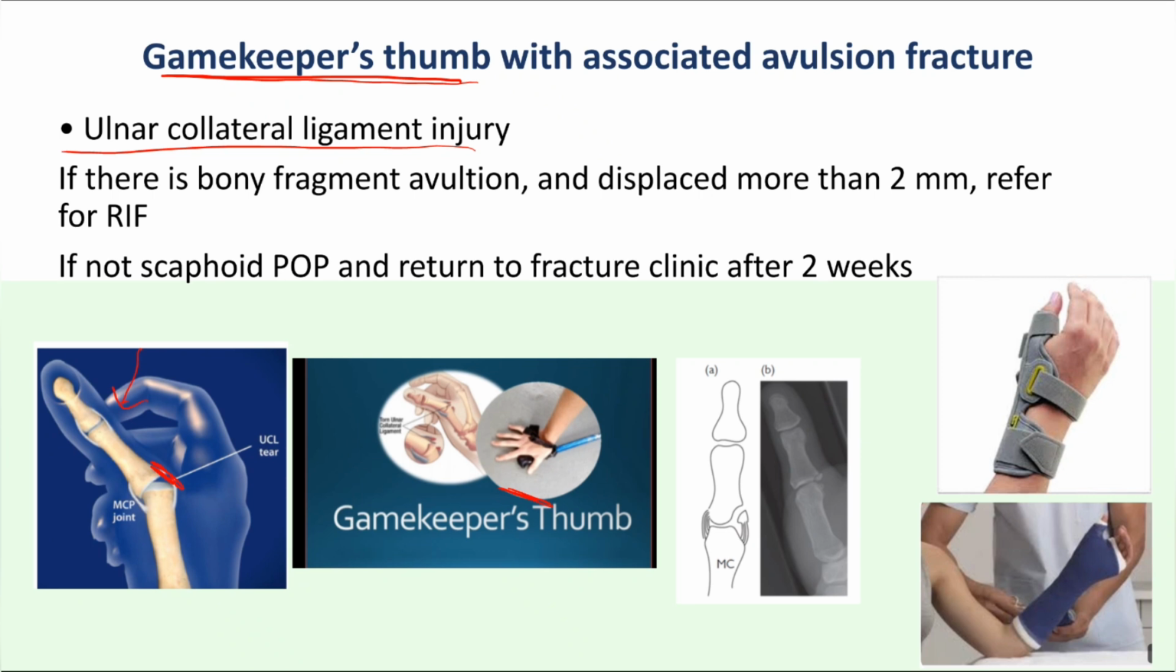For splinting that one, a thumb spica should be used. Call it a thumb spica splint. It immobilizes the thumb and provides support to the ulnar collateral ligament, allowing it to heal while still allowing some wrist movement. But if there is a bony fragment avulsion and the displacement is more than 2 millimeters, you have to refer for open reduction and internal fixation. If not, a scaphoid POP, or call it a thumb spica splint, is used, and then refer to the fracture clinic after 2 weeks.